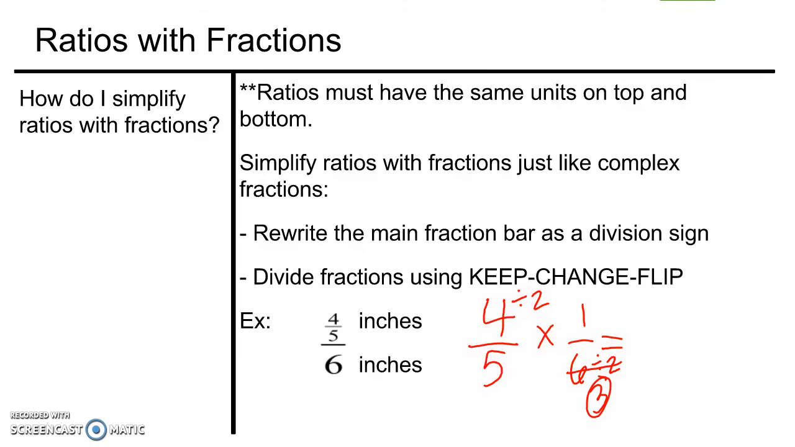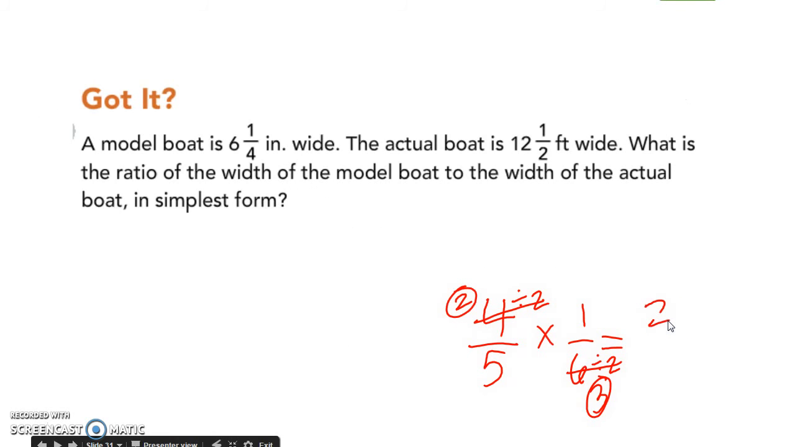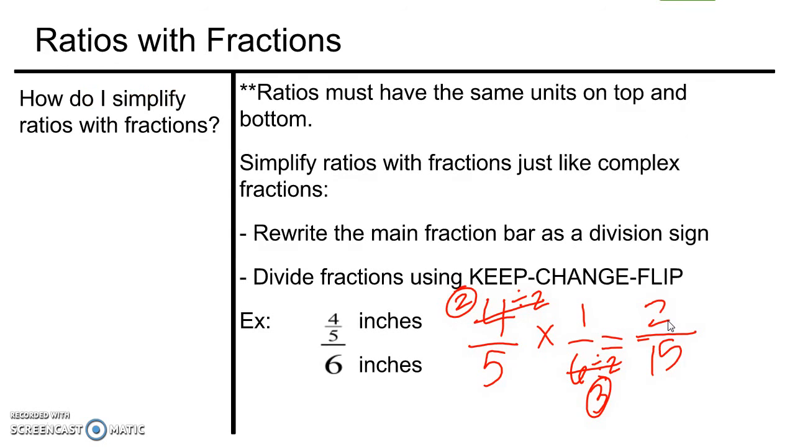From there, I see that I can cross cancel my 4 and my 6. Make this a little easier. And then 2 times 1 is 2. And 5 times 3 is 15. I know it flips last, but oh well. Okay, so 2 to 15 would be that simplified ratio.